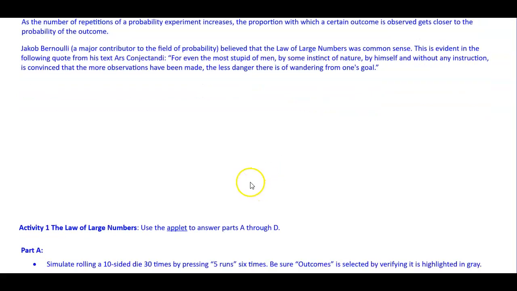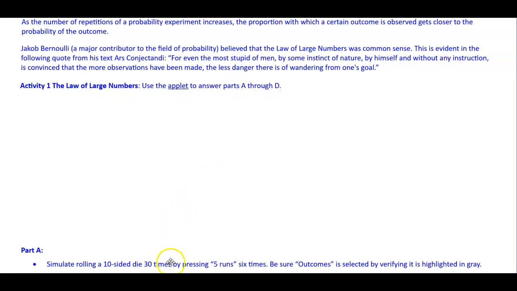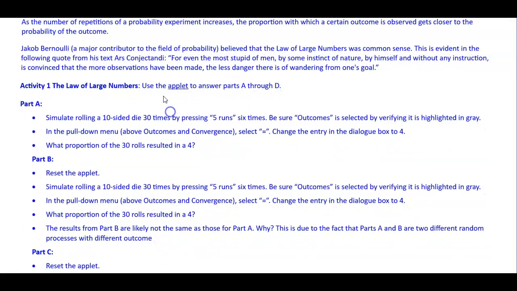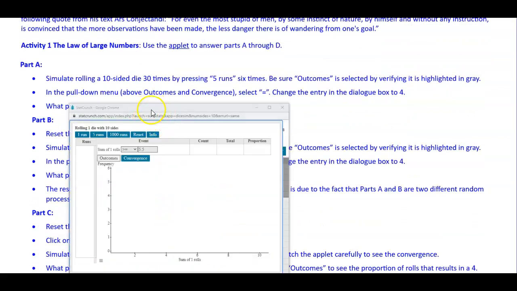Okay, so now we're going to take a look at an applet. This is going to talk about our activity 1, the law of large numbers. Here we're opening up the applet where we're rolling one die with 10 sides. We're going to simulate rolling a 10-sided die 30 times by pressing 5 runs 6 times, and then be sure that outcomes is selected by verifying it is highlighted in gray.